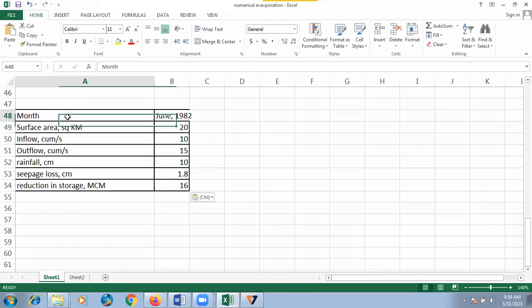See, look here. The month suggested is June 1982. Surface area of the lake is 20 square kilometer. Inflow is 10 cubic meter per second. Outflow is 15 cubic meter per second. Rainfall is 10 centimeter. Seepage loss is 1.8 centimeter. Reduction in storage in the lake is 16 MCM, that is million cubic meter. We have to determine the evaporation happening from the lake during June 1982.